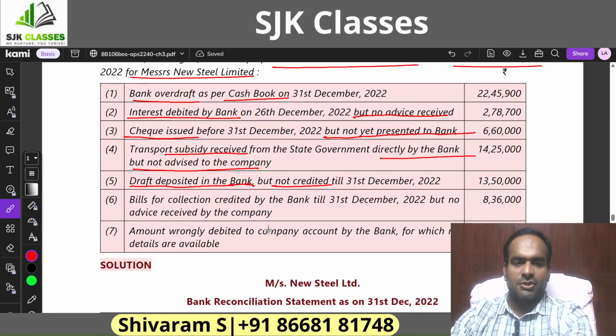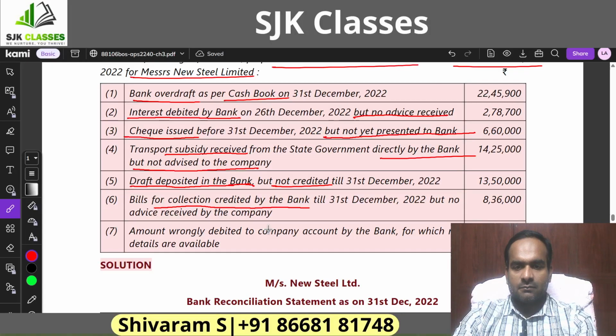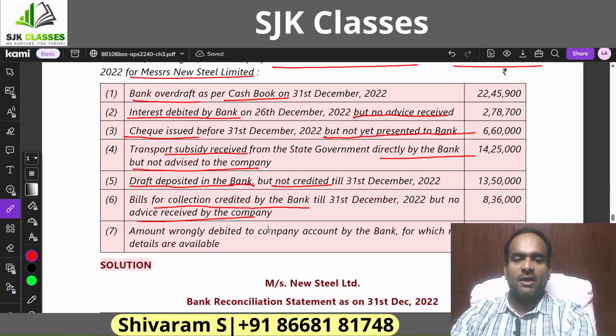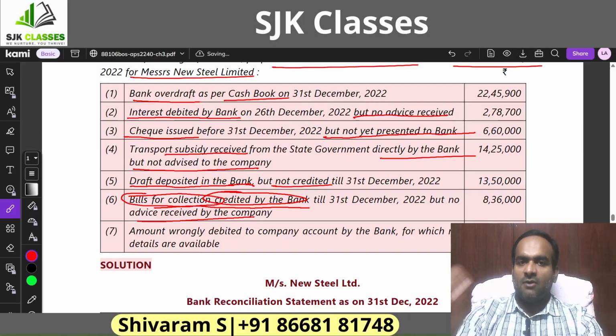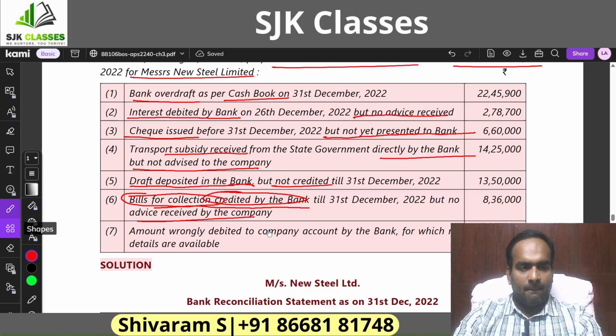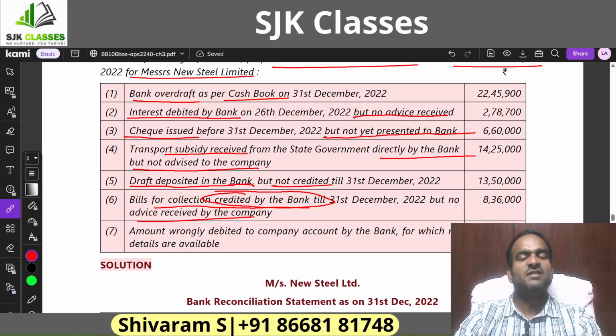Bills for collection. Bills for collection credited by the bank, but no advice received by the company. Bills for collection credited by the bank. So this is a clue word. Bills for collection is a clue word. Credited by bank, another clue word. Now what is that we can infer here? Bills for collection is a receipt. That is not clear for you. You can go with this clue word. Credited by the bank. See this point? Credited by bank. That means what bank credit means? It's a favorable transaction. It's a case of receipt.